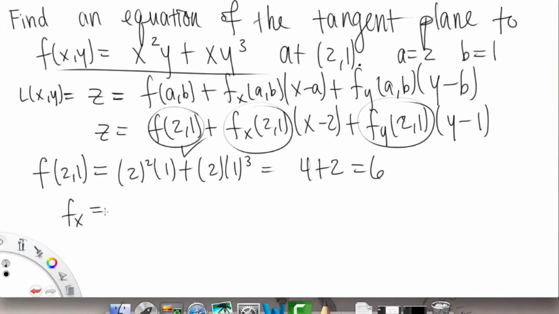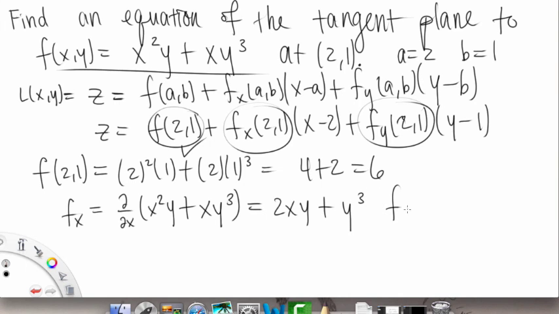Okay, so f sub x is going to be equal to the partial derivative with respect to x of our original function. When we differentiate with respect to x, what we'll get is 2xy plus y cubed. So f sub x at 2, 1 is then 2 times 2 times 1 plus 1 cubed, which is going to be equal to 4 plus 1, so that would be a 5.